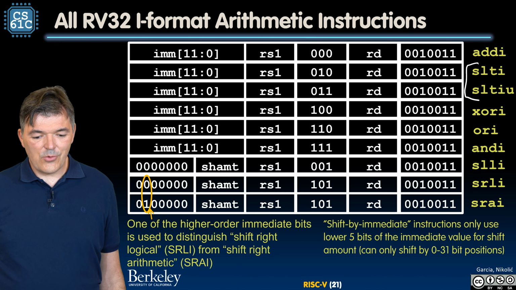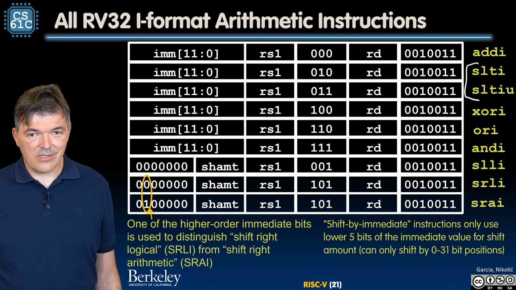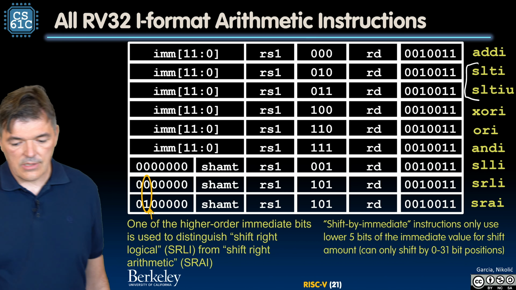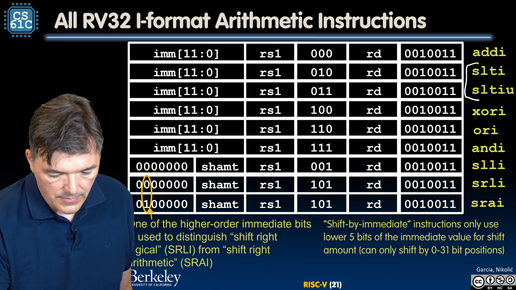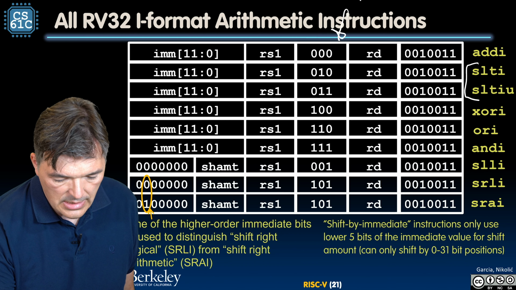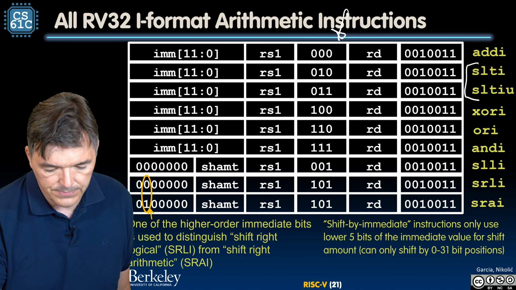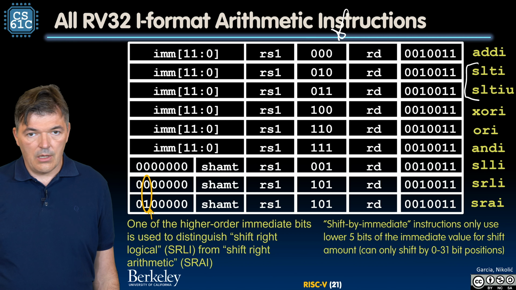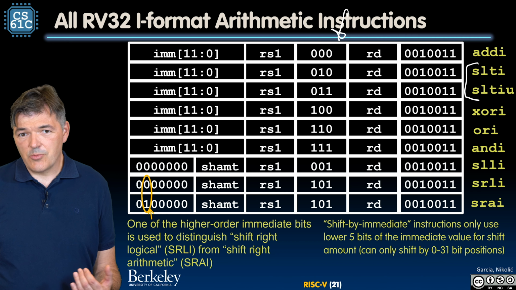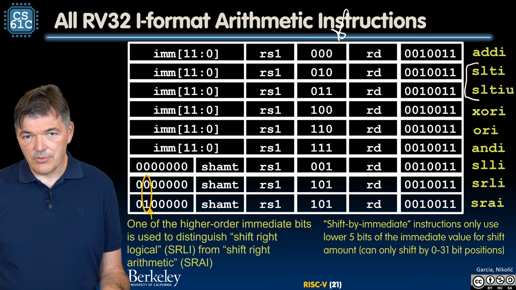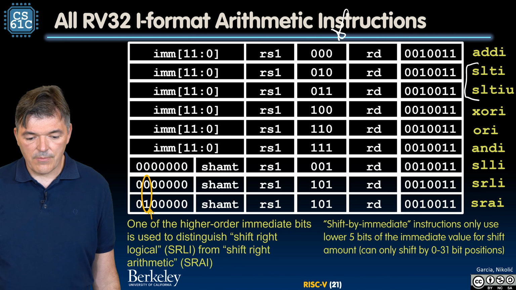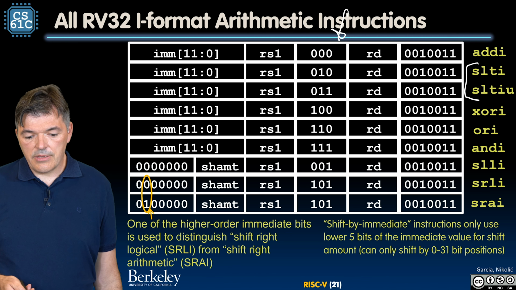Take a look at a few interesting things in this table. First, all func3 fields are the same as what we have seen in register-type instructions. That is very convenient. That basically means that we are going to recycle that part of a microprocessor that will have to figure out what kind of instruction we have there.